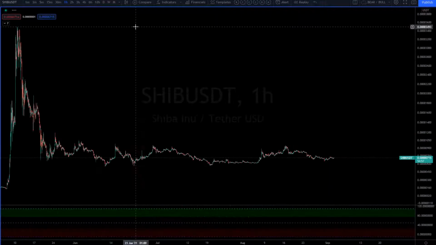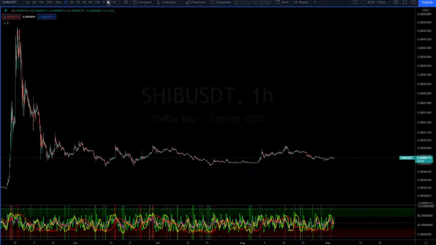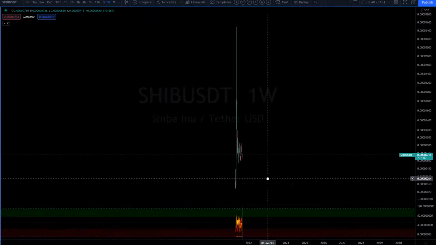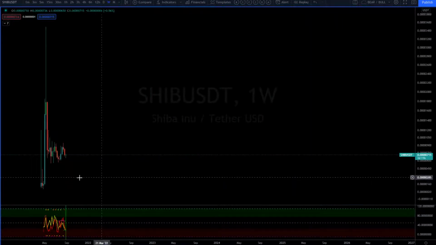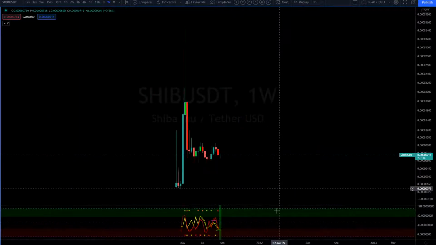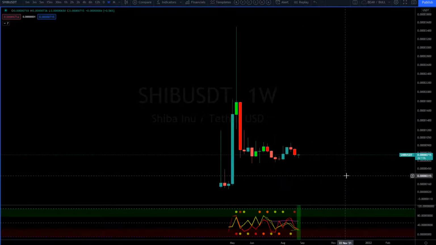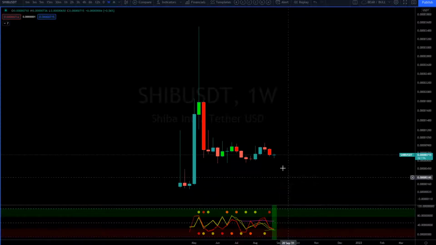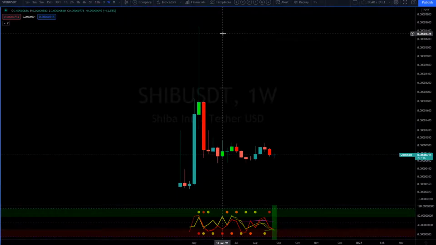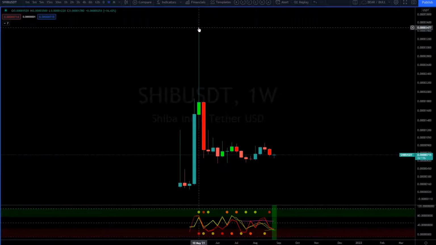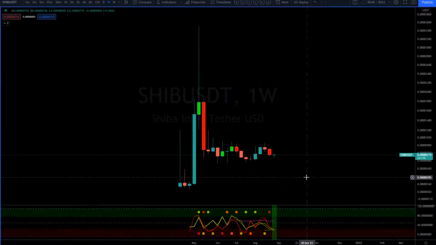Okay, let's take a look. Oh, okay, and we've got the weekly. Oh, there's the weekly. Gotcha. You see, with this spike here, this probably had something to do with the listing on Poloniex. But the weekly looks fantastic.